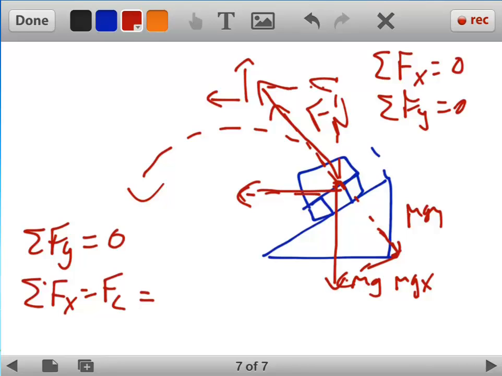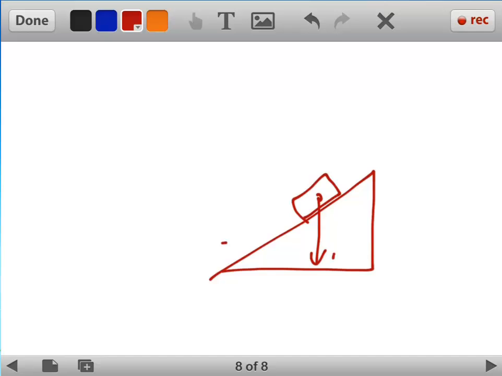This time, let me just go to a new page. I got a whole bunch of stuff going on in there. All right, so our car's sitting here. mg is this way, Fc is this way. What speed can we turn this so friction doesn't matter? So we're going to ignore friction for now. The normal force is this way, and it's going to have components. Instead of breaking gravity into components, we're going to break the normal force into components.